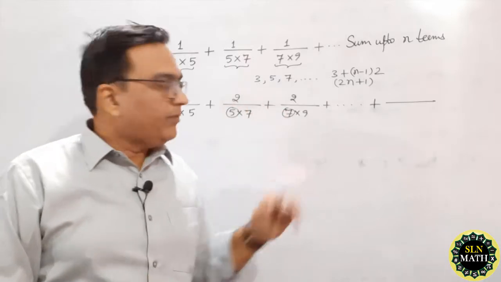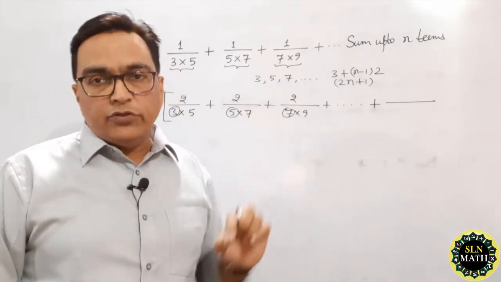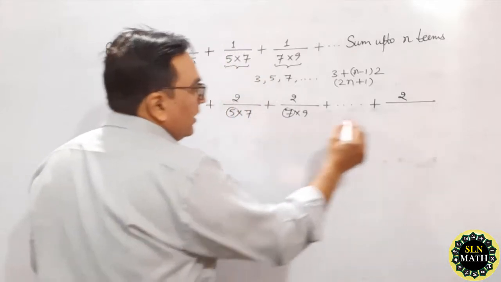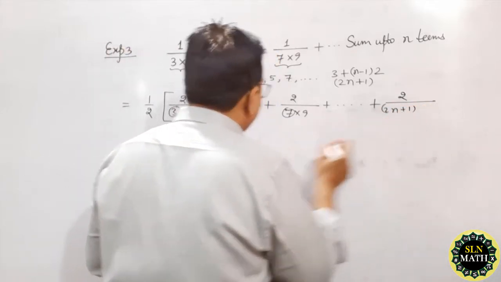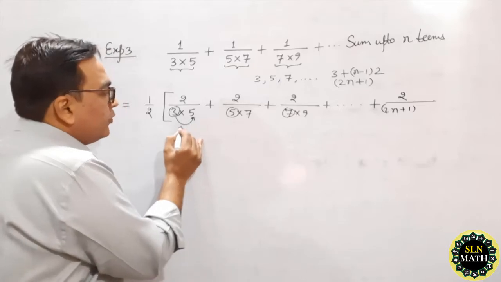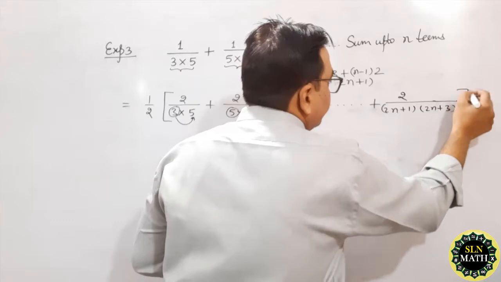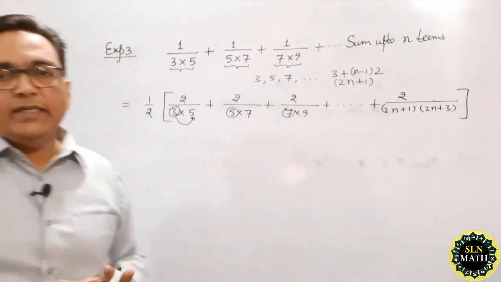Similarly, by analogy, each term has 2 as the numerator. The denominator part I will write as 2n plus 1, and the next factor is 2 more than this, so 2n plus 3. This is the second step.